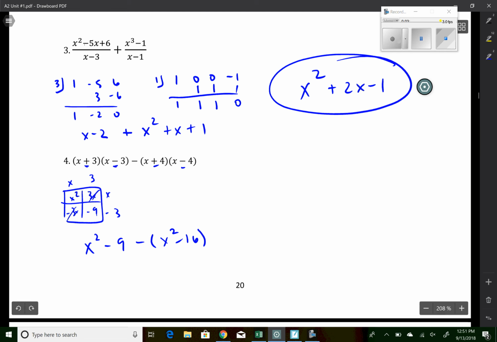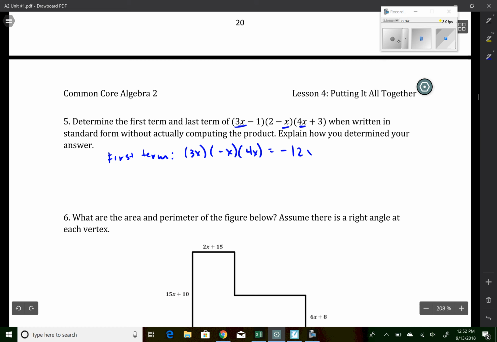Number 5 says determine the first term and last term of this expression. So I have 3x, negative x, and 4x. Those are going to generate, when multiplied together, the first term, because that's each biggest exponent in each parenthesis. So the first term is going to be 3x times negative x times 4x. Notice I'm using the largest exponent term in each parenthesis. So that's going to become negative 12x to the third.